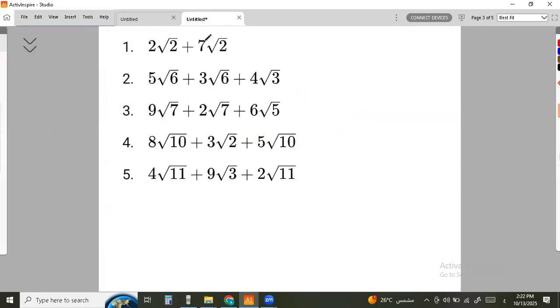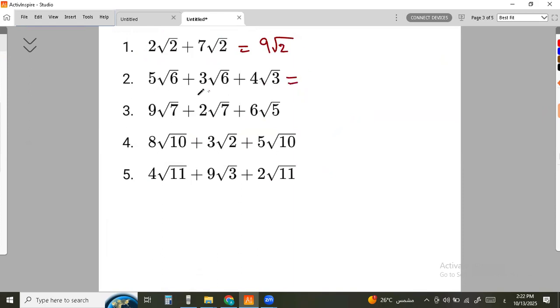If I'm adding surds, do you remember collecting like terms? That's exactly the same. Collect like surds. So here I can take the 2 with the 7, yes, I can. The root of 2 and root of 2 together is equal to 2 plus 7, which is 9. So 9 root of 2.